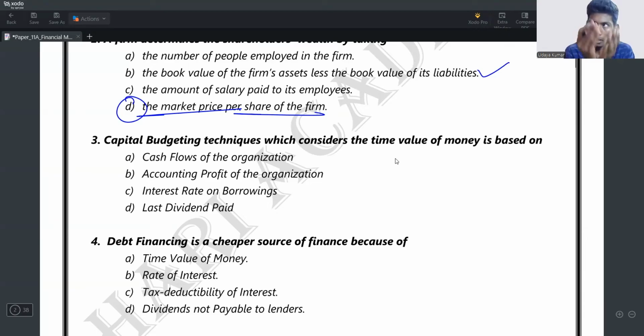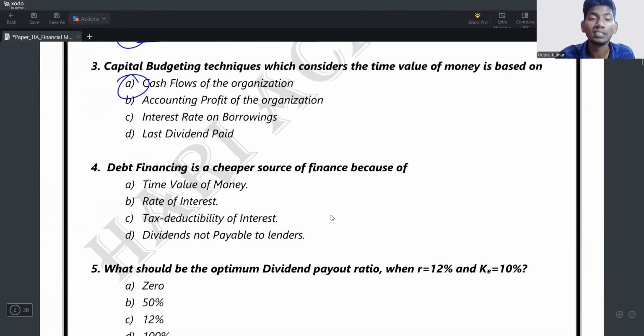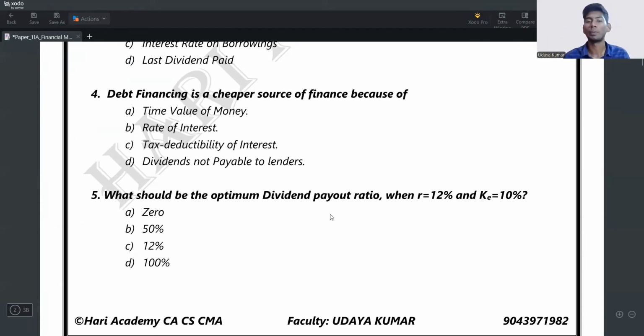Clear? So the cash flows of the organization are the right answer. Moving to question number 4. Debt financing is a cheaper source of finance because of what? What could be the answer?